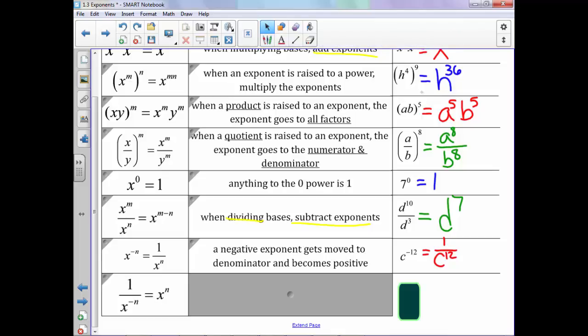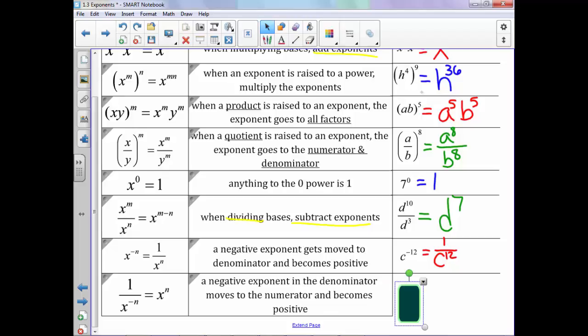And then this follows the same idea. If you've got a negative exponent in the denominator, it moves to the numerator and then becomes positive again. So notice we have g to the negative 3rd in our denominator. It gets moved to the numerator, which would just be over 1, which we don't have to write.